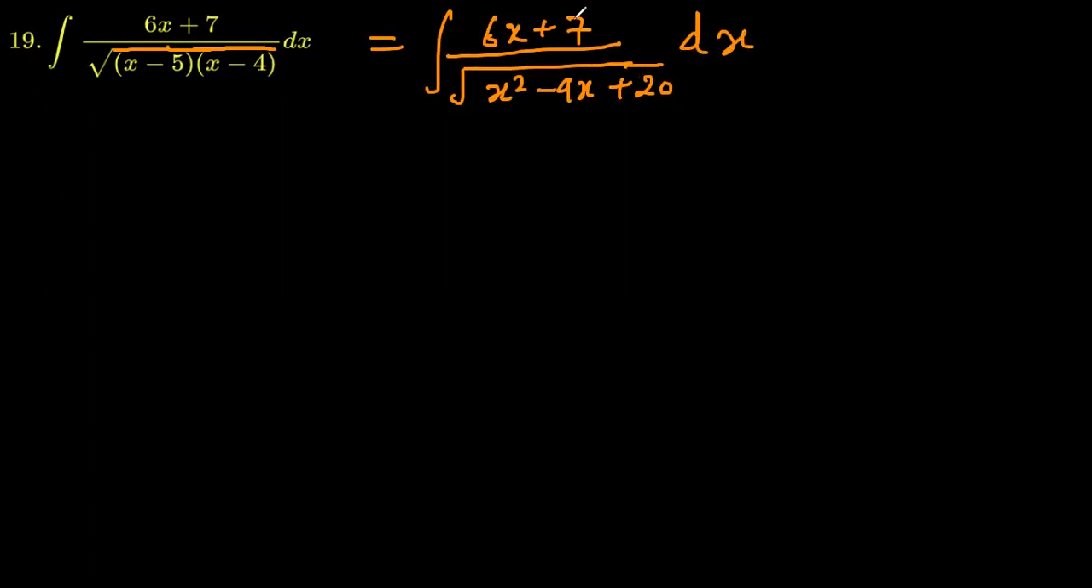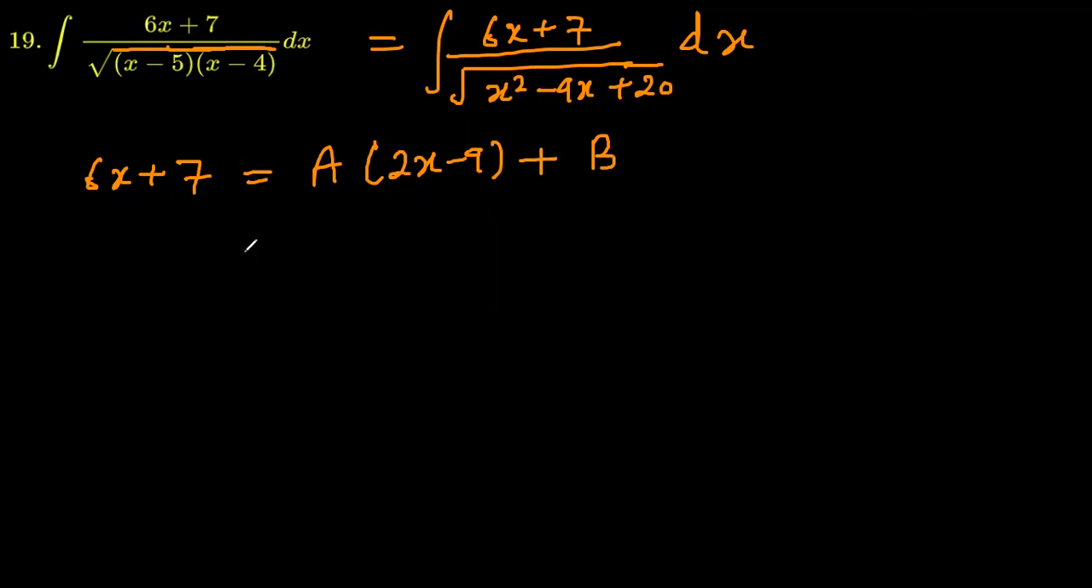Now it's a form where you have a linear by quadratic, and this type of question is done by writing our numerator, which is a linear function, equal to a times the derivative of the denominator, which is 2x minus 9, plus b. Here a and b are some constants. So if we can find the values of a and b, then we'll write our 6x plus 7 in these two terms, and then split our whole integral into two parts, say I1 and I2, and we'll find the answer.